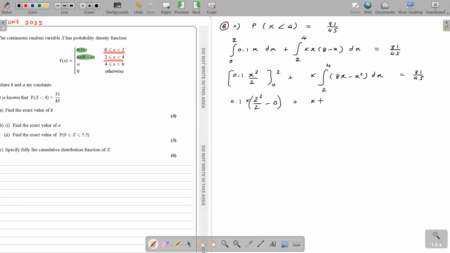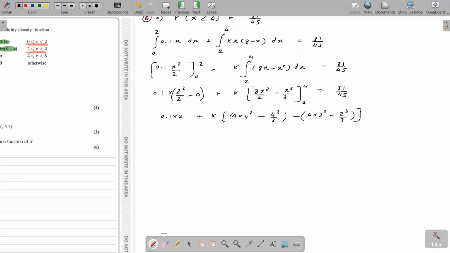All right, plus here I'm going to integrate it now. So I get 8x squared over 2 minus x cubed over 3, and the limits are from 2 to 4, equals 31 over 45. So here I get 0.1 times 2 plus k times, so let's substitute values here. 8 divided by 2, that's 4, into 4 squared minus 4 cubed over 3, minus 4 into 2 squared minus 2 cubed over 3. All right, so it's just a matter of solving this equation and making k the subject.